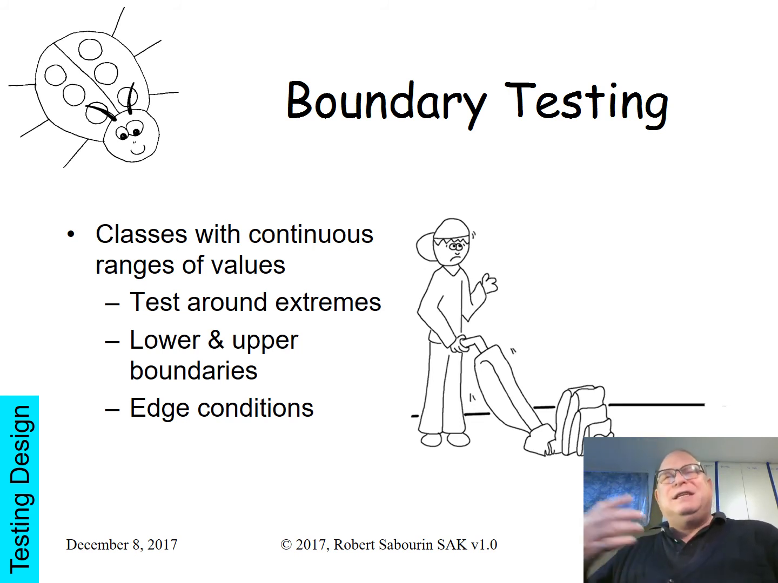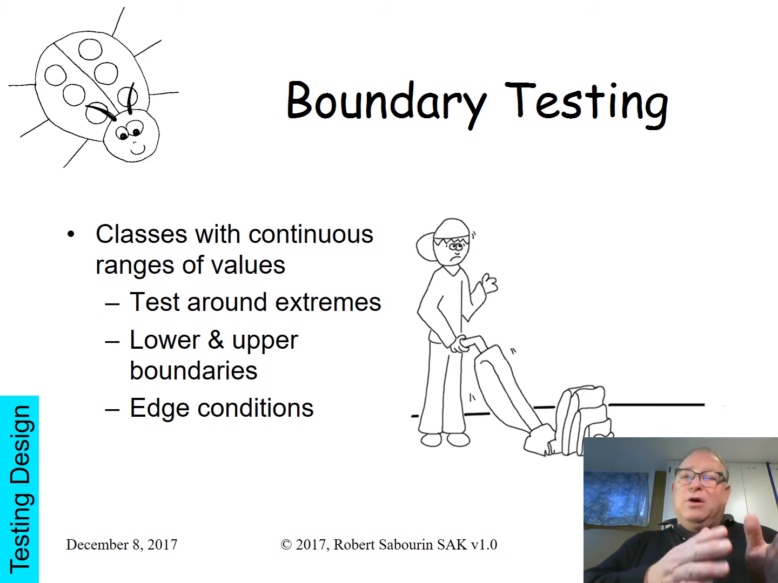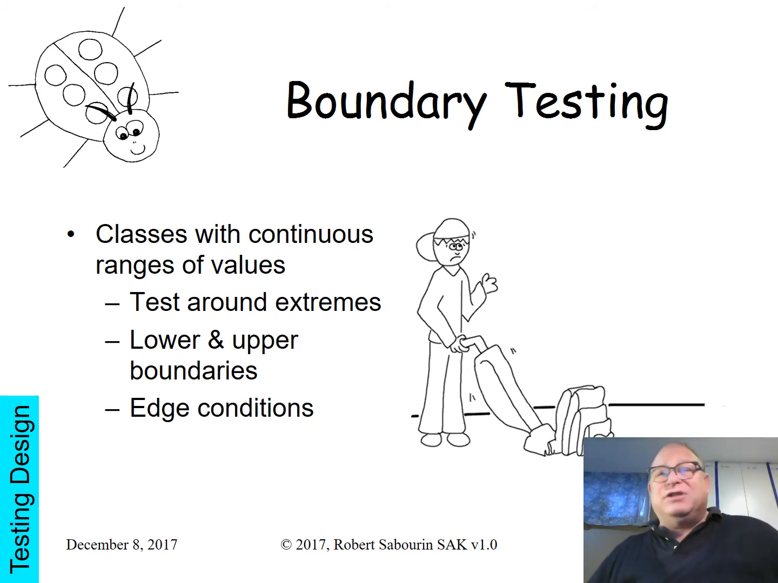So what I want to say is anytime we test a class or a partition which has a continuous range of values, the boundary tests would be around the extremes. So it's important to test the lower and upper boundaries, right on the boundary, a little below, a little above, and any other edge conditions that you might identify. So those are boundary tests, and a lot of bugs live around boundaries.